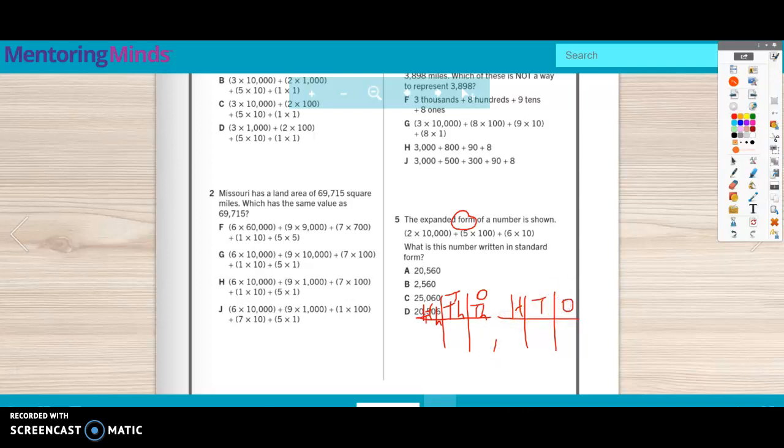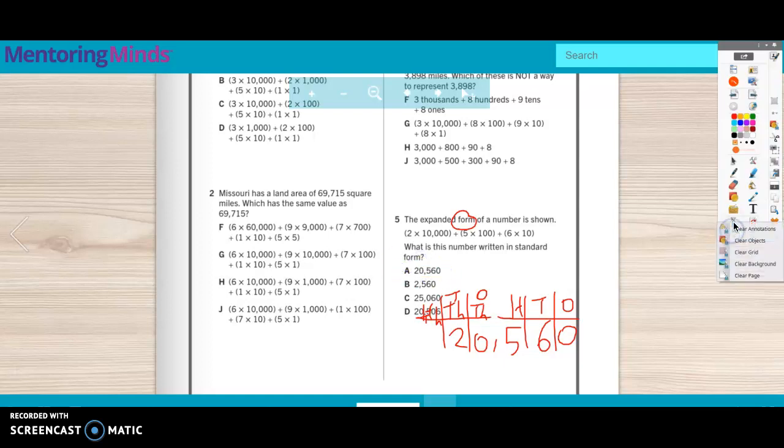2 groups of 10,000, so put a 2 here. 5 groups of 100, put a 5 here. 6 groups of 10, put a 6 here. And any places that have nothing, you're going to put a 0. Not the 100,000, you don't need that. So your answer is 20,560. A is your correct answer.